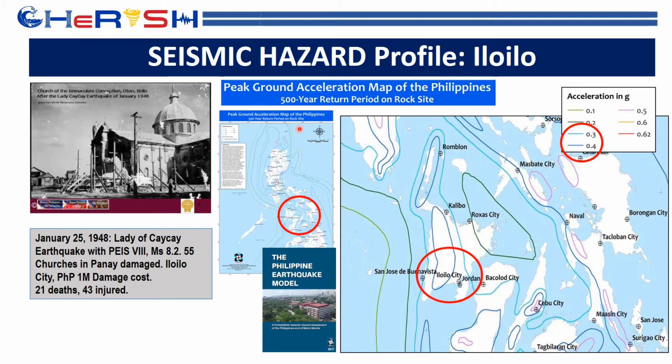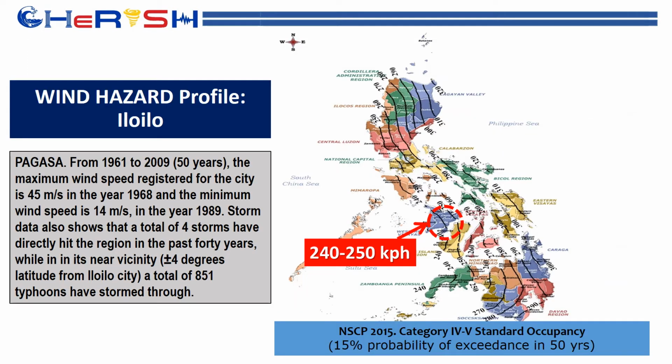Seismic hazard profile, for example, in Iloilo, can be assessed using various tools. For example, the peak ground acceleration of the site can be assessed using the Philippine earthquake model. The wind hazard profile can also be assessed. There are data from PAGASA, and in the National Structural Code of the Philippines, there is a map of contours of wind speeds for various types of occupancy. For the lowest or standard occupancy, Iloilo has a wind speed of 240 to 250 kph for 15% probability of exceedance in 50 years.